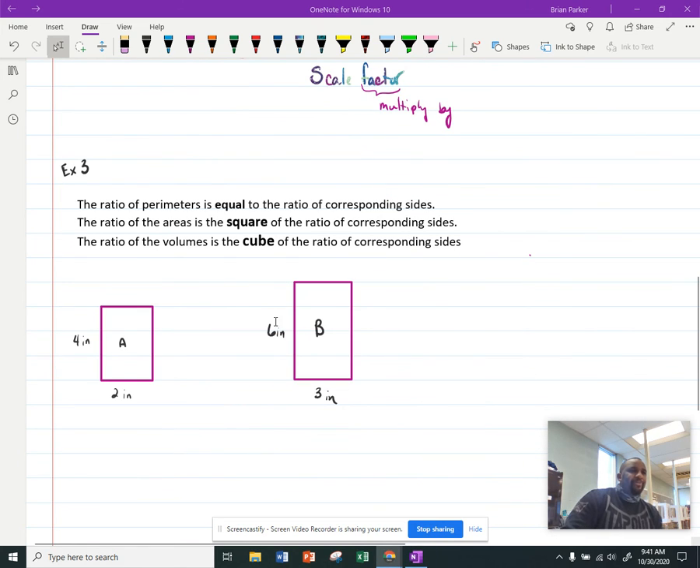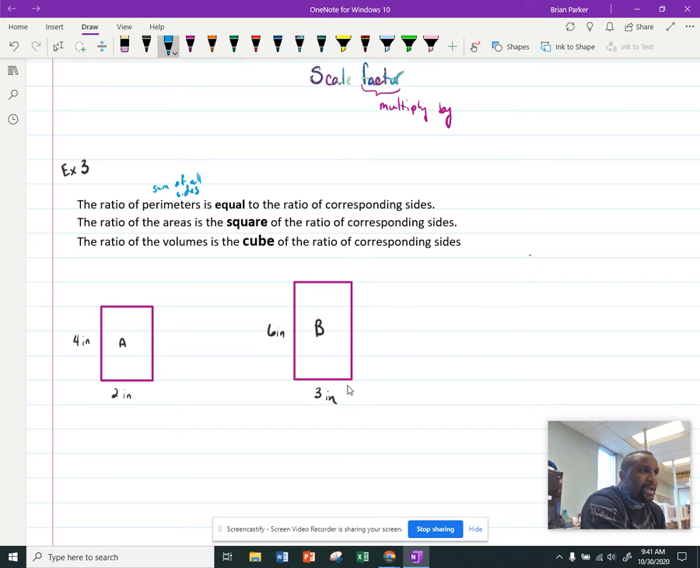All right, now a couple of things I want to prove to you, because they ask these difficult questions sometimes. Some things I observed, that the ratio of perimeters is equal to the ratio of corresponding sides. Now, remember when we say perimeters, we're talking about the sum of all the sides. Okay, that's the sum of all sides.